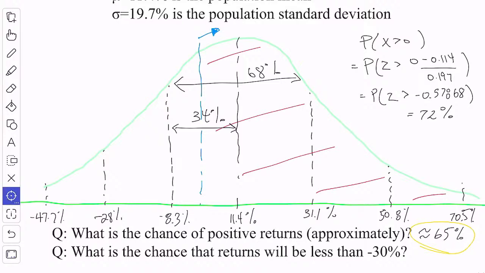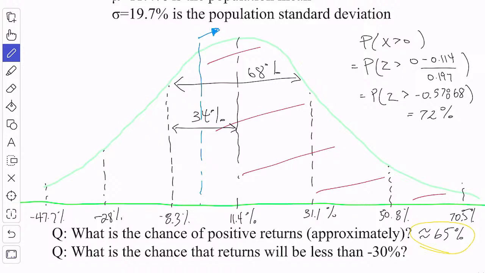Okay, what is the chance that returns will be less than negative 30, approximately? What would you say? So again, if you don't know what I'm talking about, go back and do the review. Maybe that's where some people went. They went to do the stats review before they watched this video, which is great.